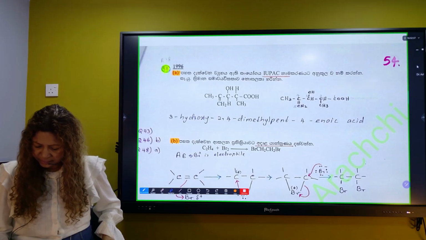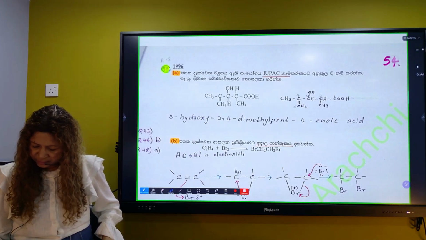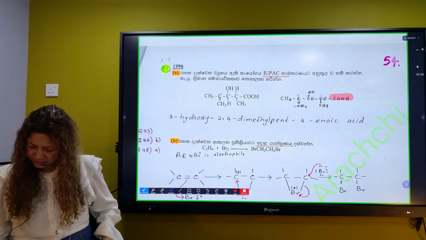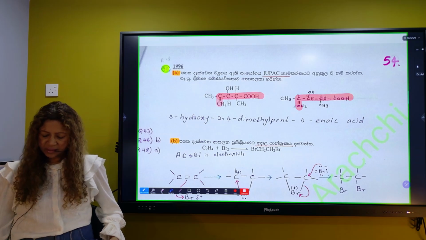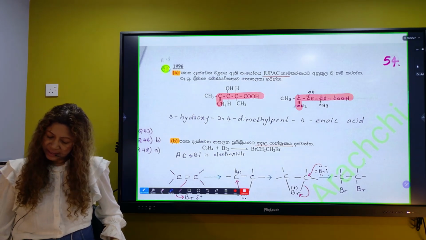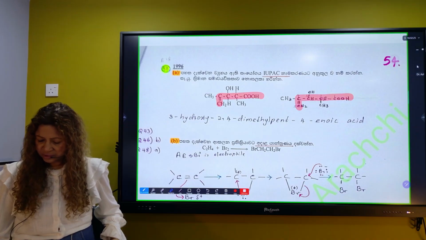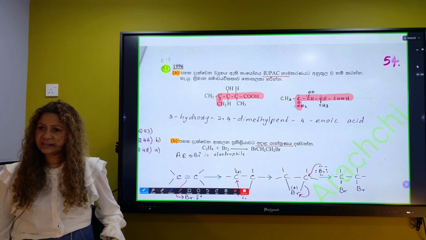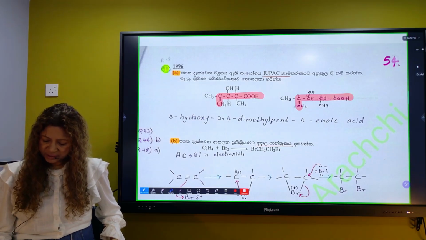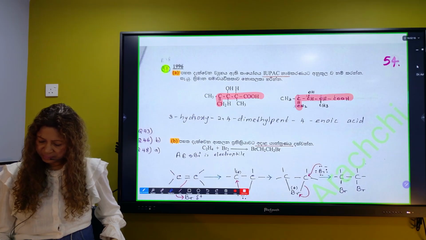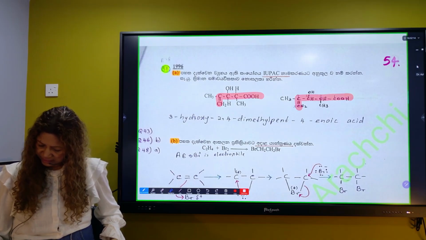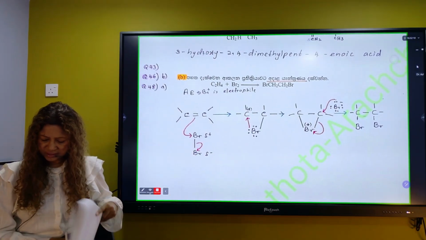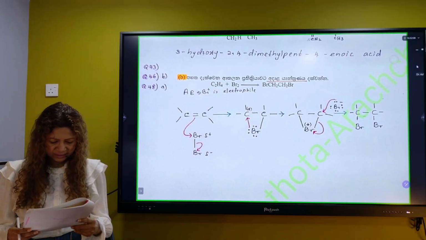This one is okay actually, but I have drawn this one to make it more clear to you. 3-hydroxy-2,4-dimethylpent-4-enoic acid. 3-hydroxy-2,4-dimethylpent-4-enoic acid. In the last couple of questions we did that.